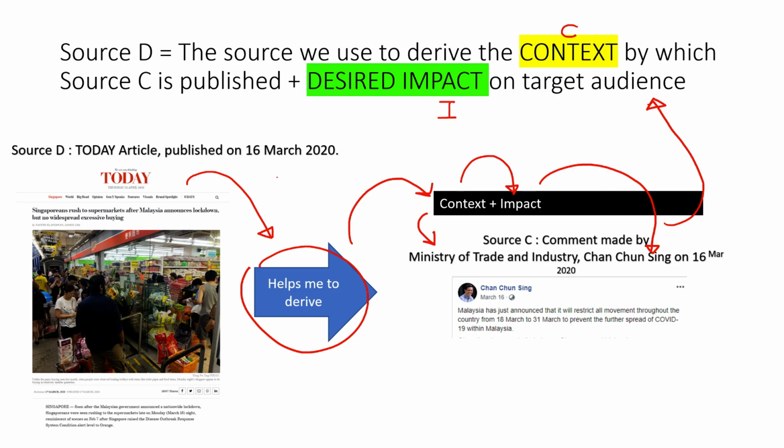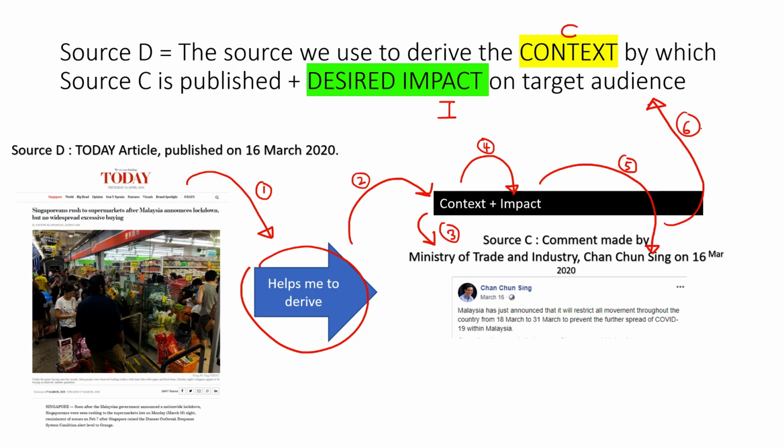So to show you the flow again, why are we talking about source D and what do we use source D for? We use source D to better help us derive the context by which Minister Chan Chun Sing in source C would be speaking. And by understanding the context, we are then able to derive the desired impact that Minister Chan Chun Sing wants to achieve on his targeted audience.